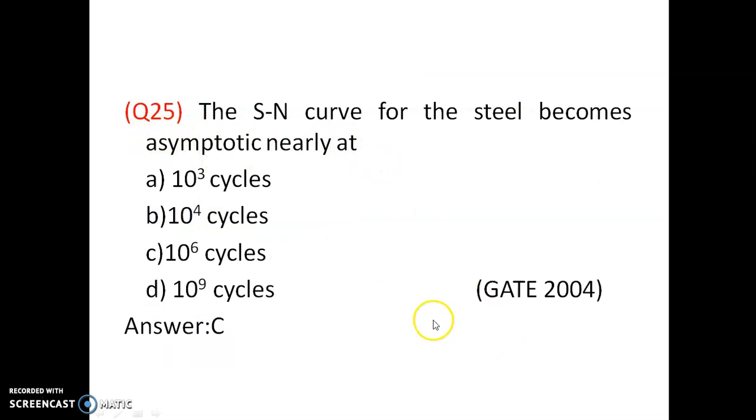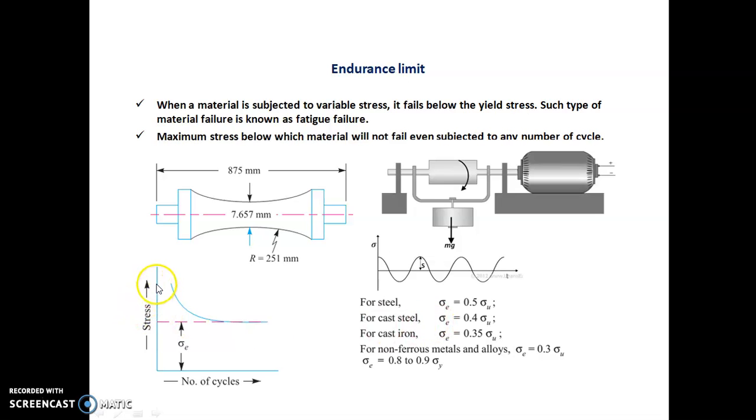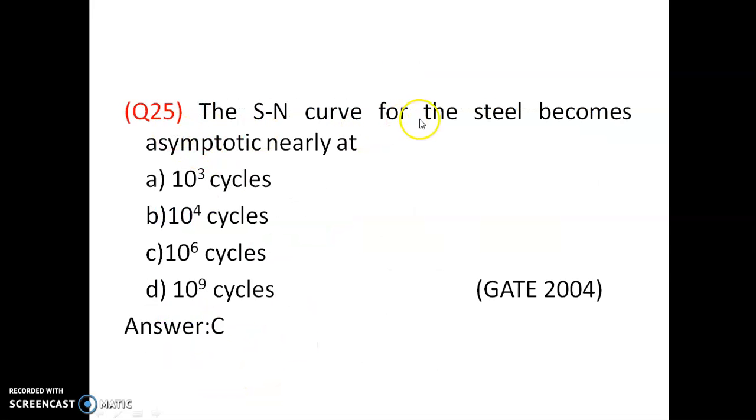Okay, you have the SN curve. The SN curve is stress versus number of cycles. Okay, it is called the SN curve. Next question: the SN curve becomes asymptotic. The SN curve for steel becomes asymptotic at nearly 10 power 6 cycles, 1 million cycles. So the answer is C.